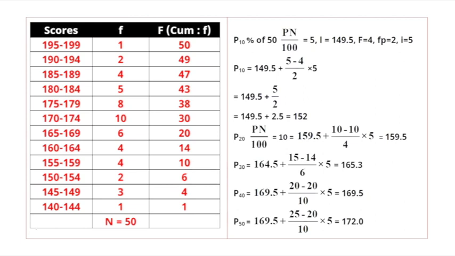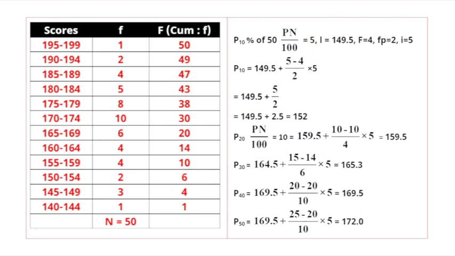Now, suppose I ask you to calculate P20. Again, you will calculate the value of Pn upon 100. Now, what is small p? 20. 20 into n, which is 50, clear? That means 20 into 50. Now, upon 100, you divide it, it will be 10. Now, see in which class interval your 10 is coming. Now, 10 is coming in the class interval 160 to 164.